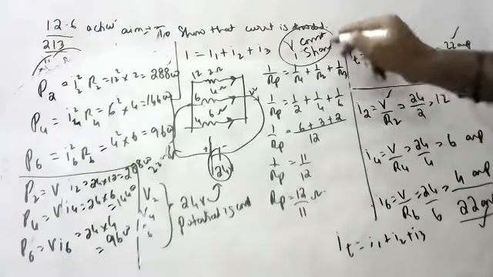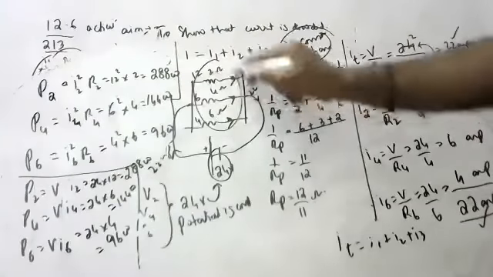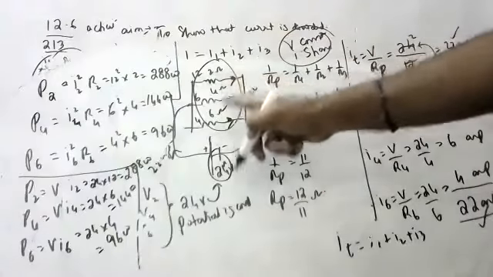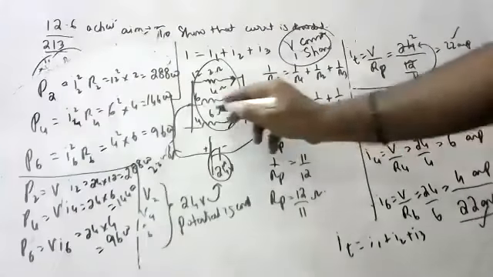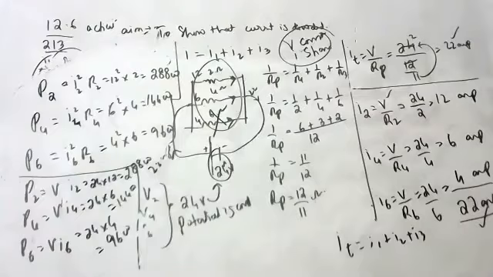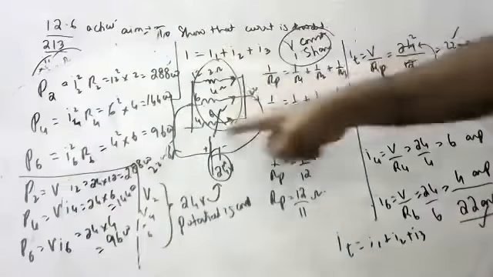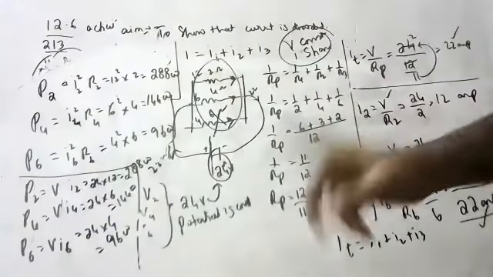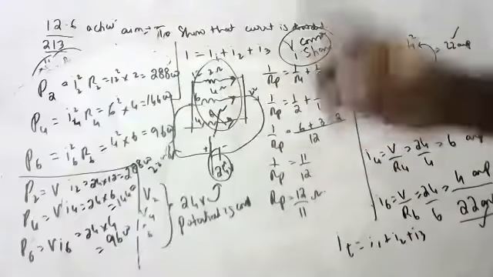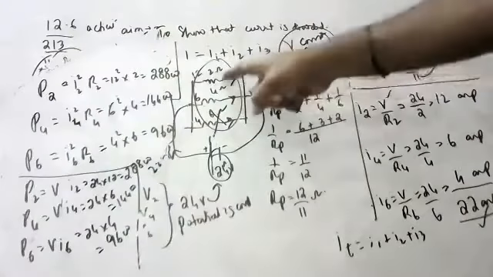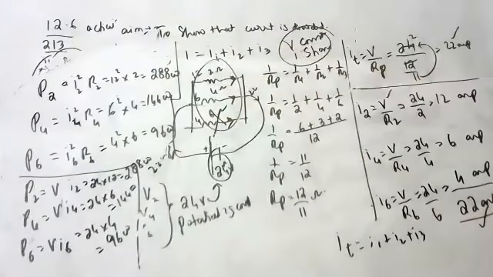And why do we use parallel, children? Because all the appliances work under the same potential. Different appliances require different current. Switching of one appliance does not affect the other appliances. All appliances work under the same potential, and each appliance requires different current, which is possible only in parallel connection.